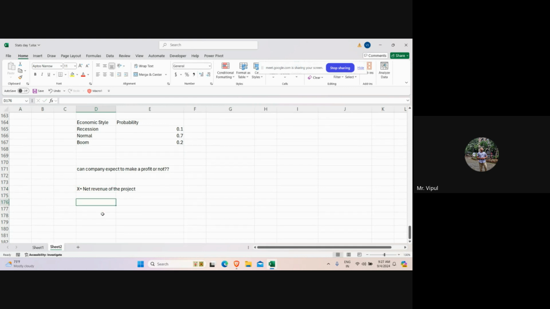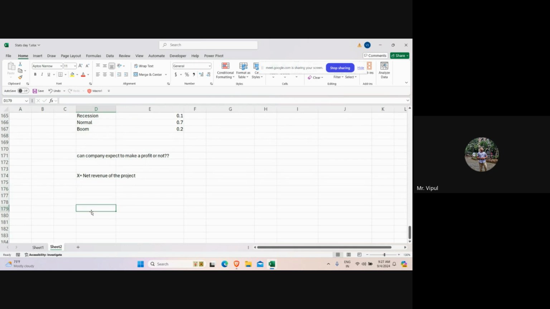Since you are interested in whether the company will profit or not, let's define x as net revenue of the project. Now, through some calculations, a fellow analyst of the company has found what the net revenue would be for each of these scenarios. Now she creates a probability distribution with this data. So x में क्या है? Net revenue of the project in crores.